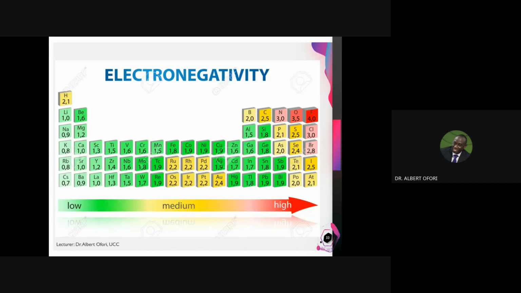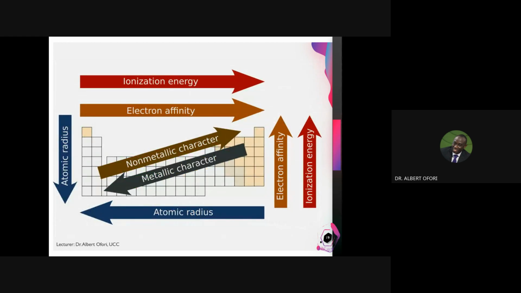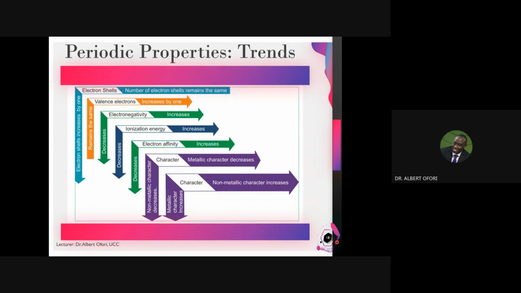Now we have other properties. So we can look at the trend. These are what we call the periodic trends. And then we can just make some conclusions there. So electron affinity, we can talk of the ionization energy, we can talk of the metallic characters and those stuff. But we have other properties which these elements engage in.